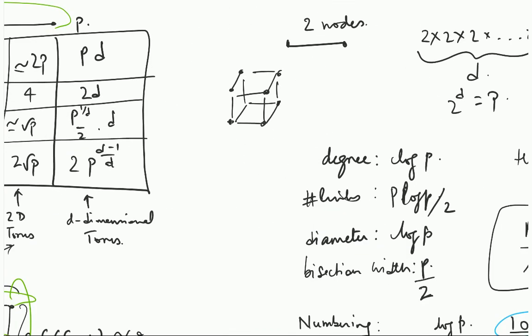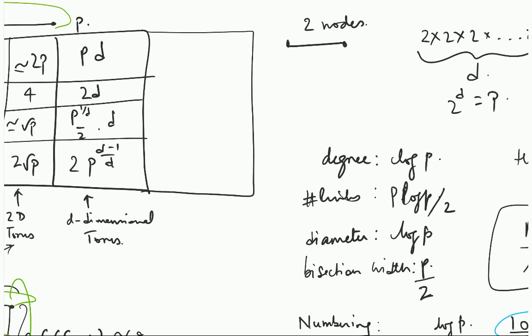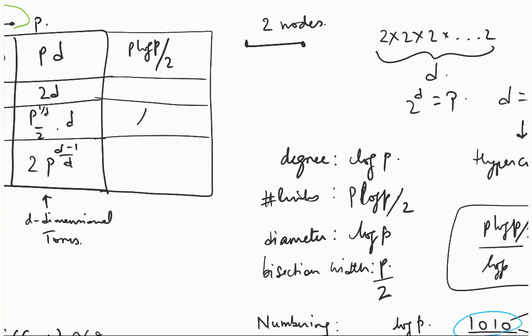So let's capture this here. I'm going to erase this part to make some space. So number of links, p log p by 2, diameter is log p, bisection width p by 2, and degree log p.